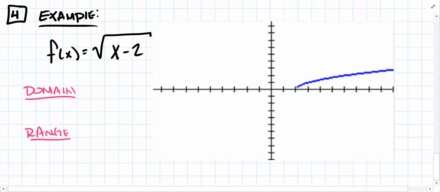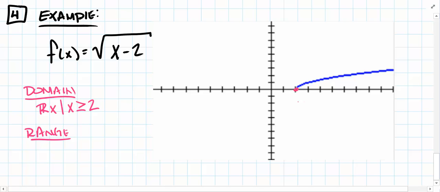All right, Becca, what'd you get for the domain? All real numbers x such that x is greater than or equal to 2. You guys agree with that part? Based off the picture, right? So what is this point right here, right? This point is 2, 0, right? Okay, very good. That point's 2, 0.